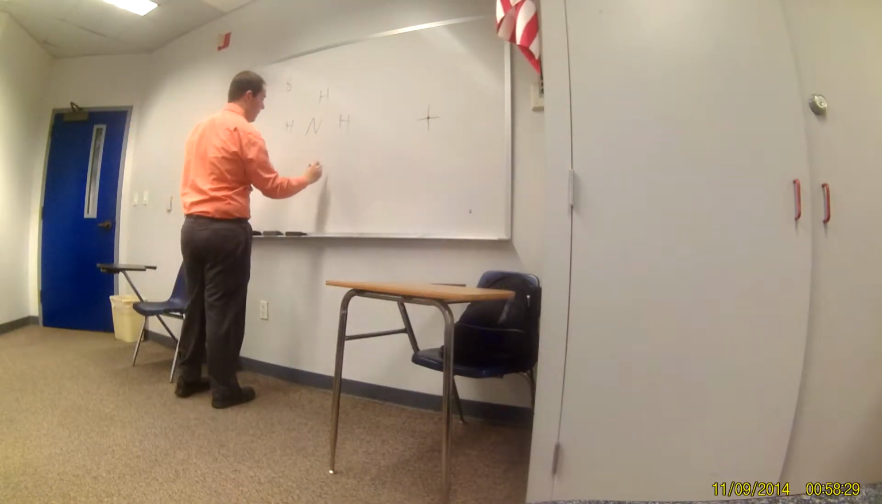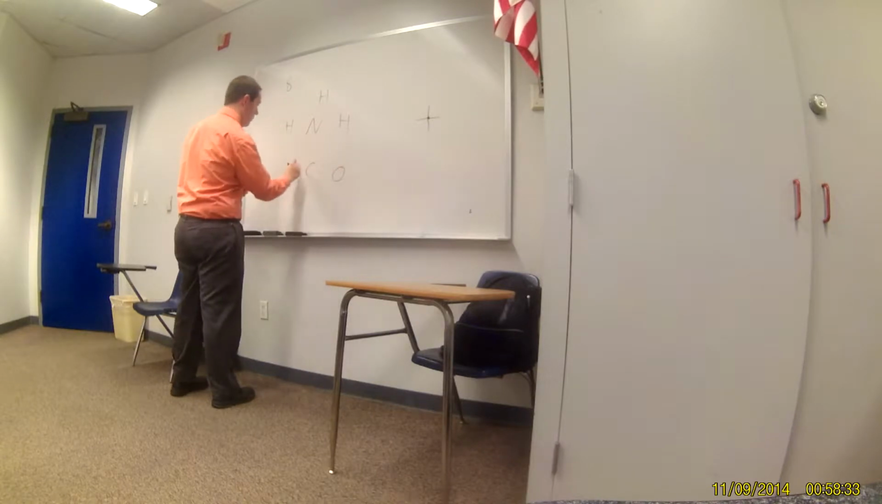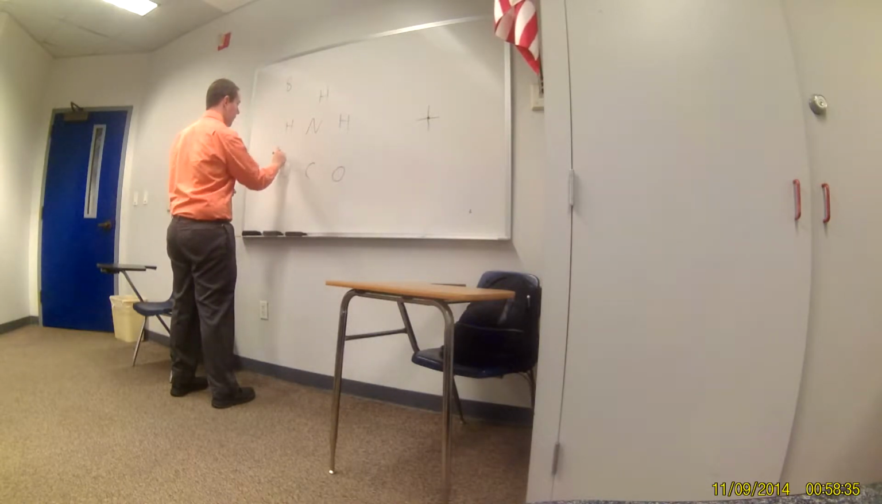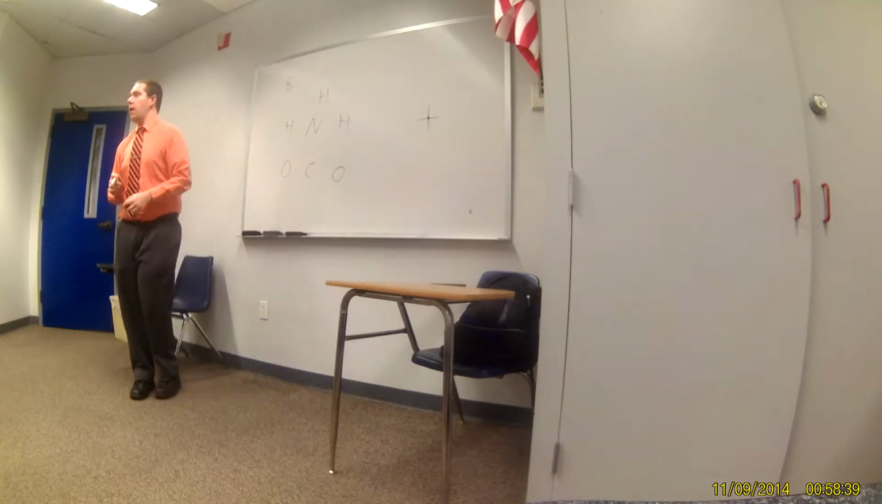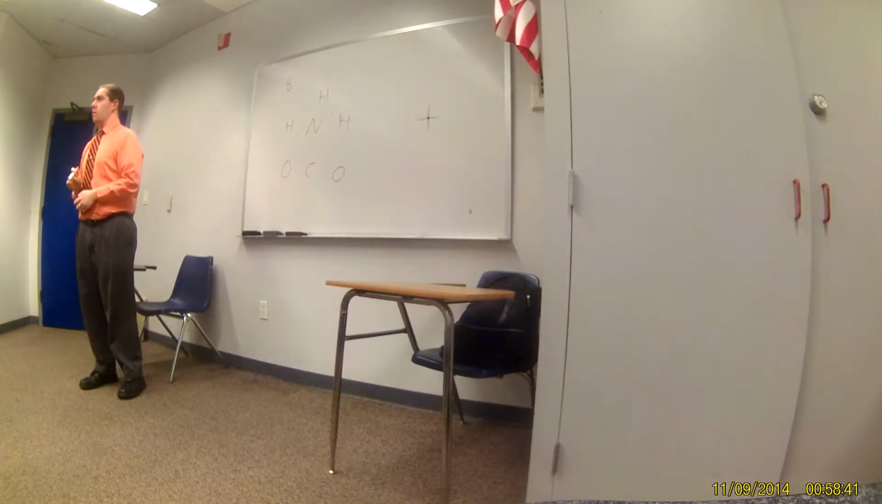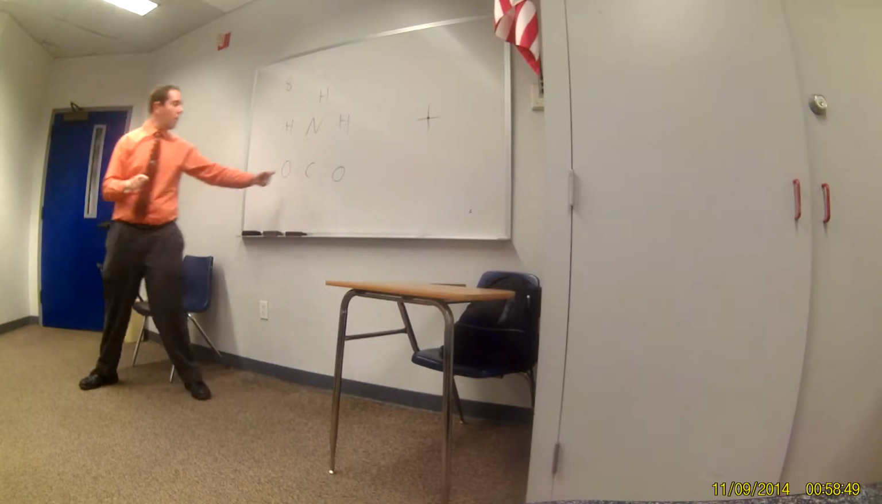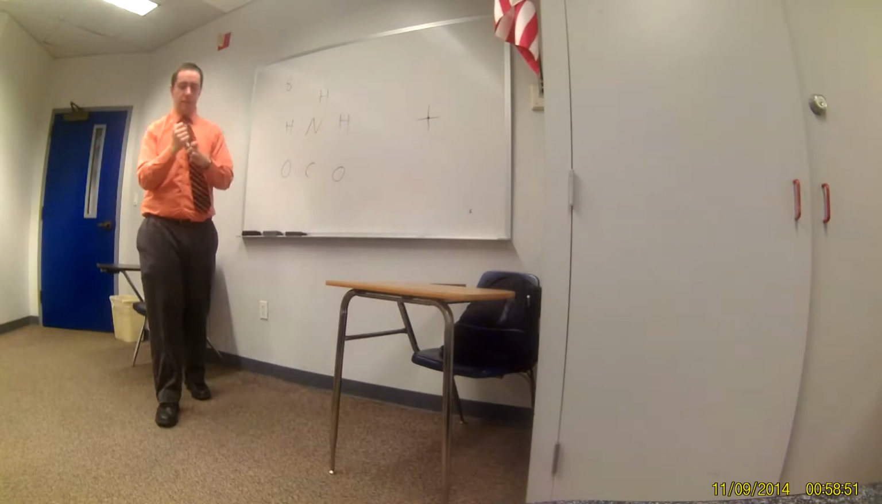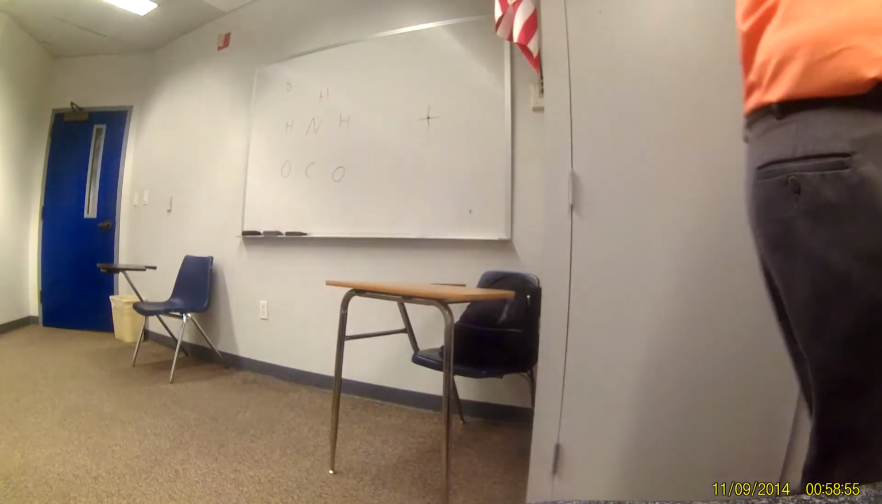Carbon dioxide is one that we did in class on Tuesday, so I'm just going to put it up here. How many things are on my center atom? 2. A double bond counts as one thing. Even a triple bond counts as one thing. So we have 1, 2 things. What is the parent structure? Linear. It's linear. Looks like that.